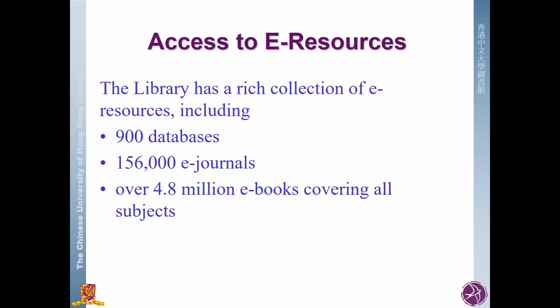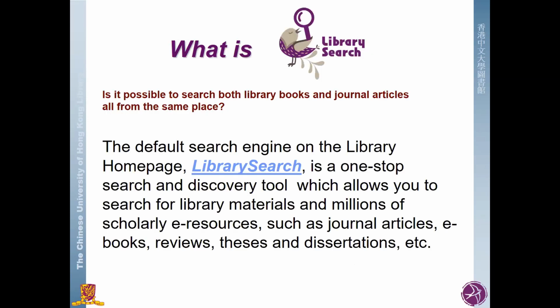Access to e-resources. The library has a rich collection of e-resources, including 900 databases, lots of e-journals, and over 4.8 million e-books covering all subjects. And what is LibrarySearch? LibrarySearch is the default search engine on the library homepage, and we can find both library books and journal articles all from the same place.